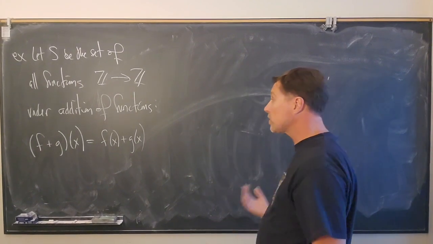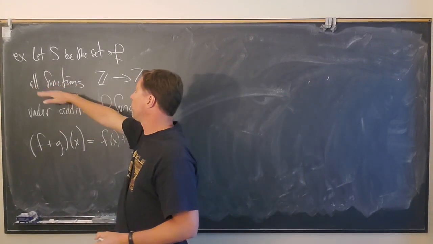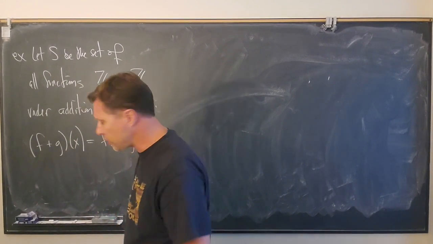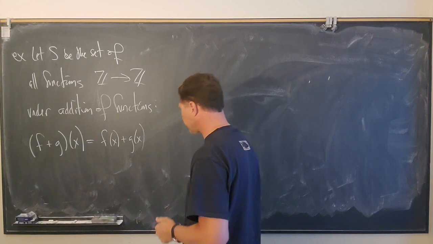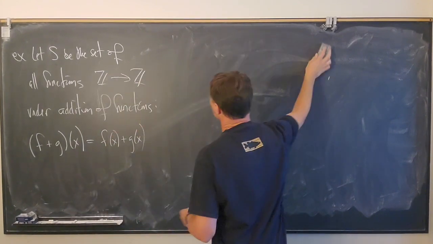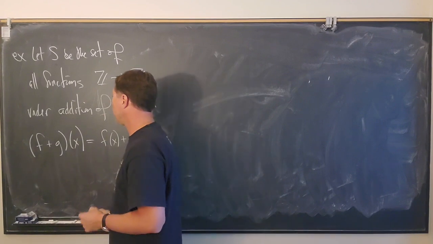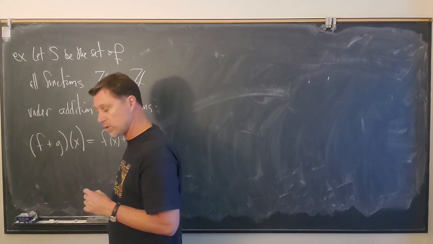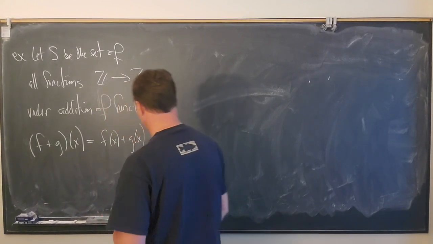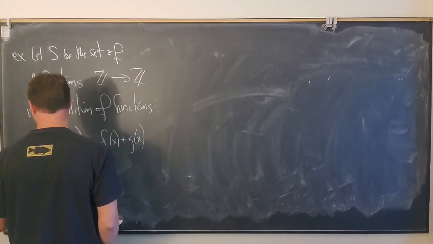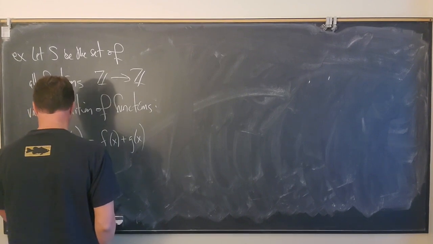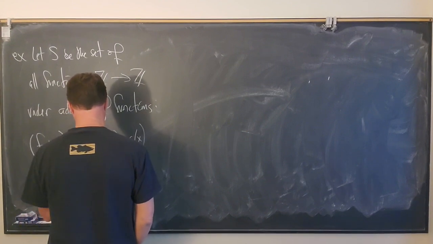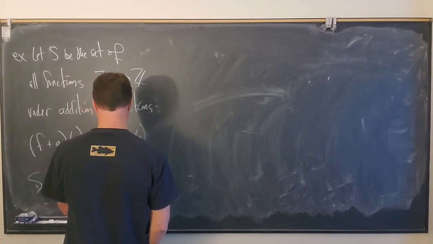Okay, so who is our set? Our set is the set of all functions from Z to Z. Our operation is function addition. And then you can check that this actually is a group. We've defined a binary operation, right? If f and g are functions from Z to Z, then so is f plus g. So that means that it's closed. So I'll just say that S is clearly closed under plus.